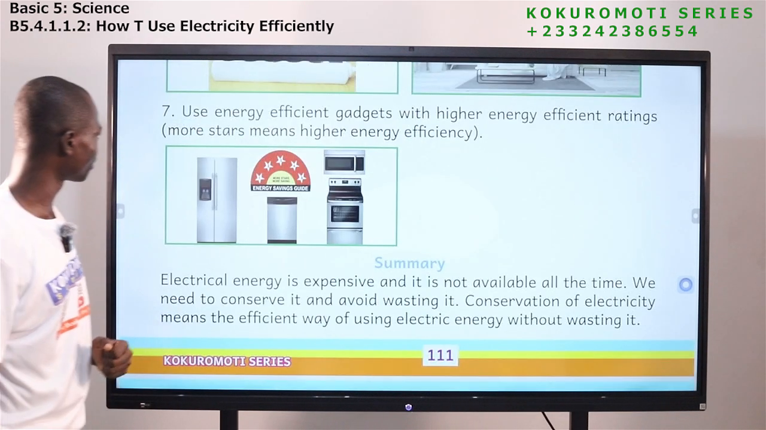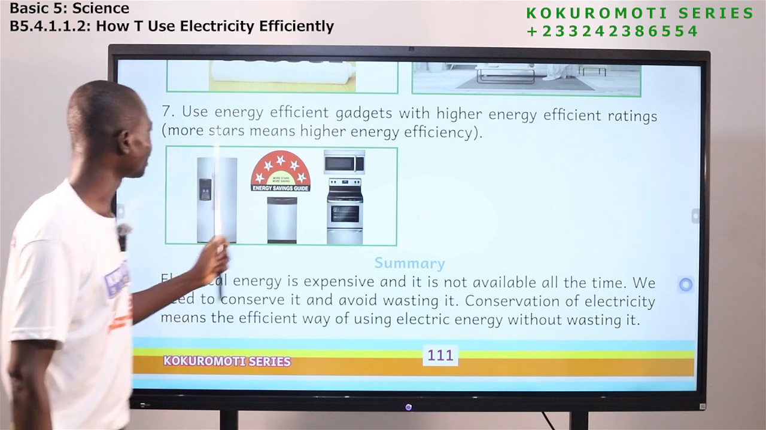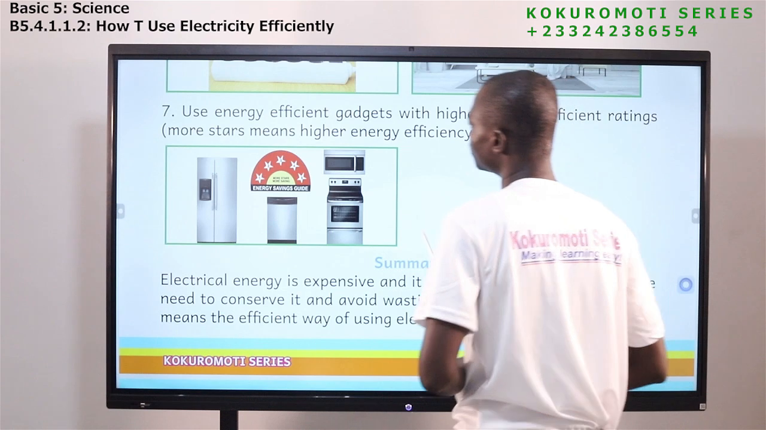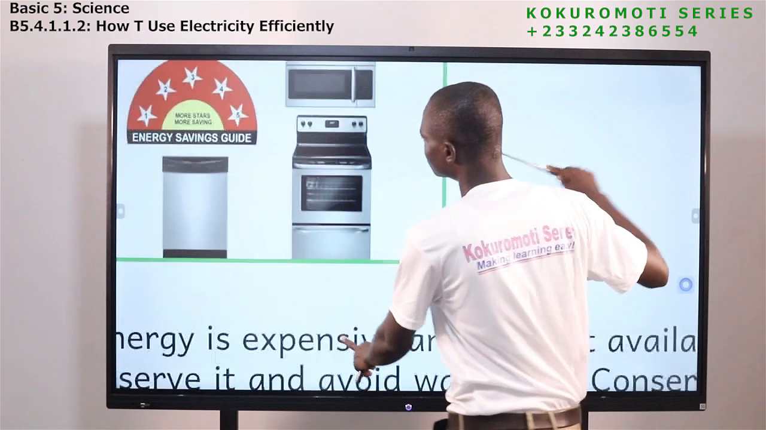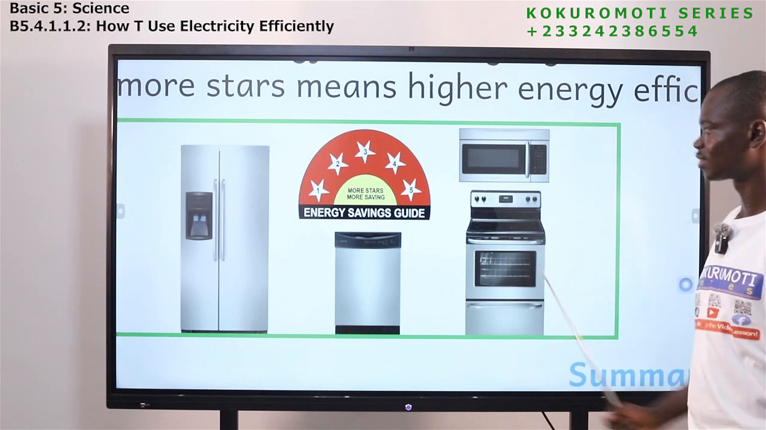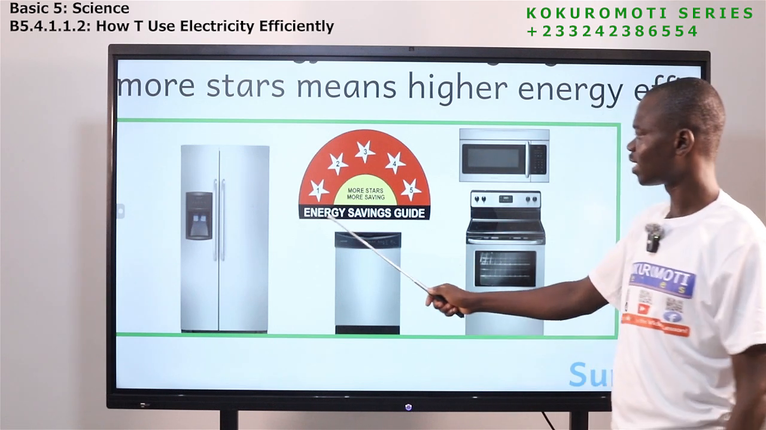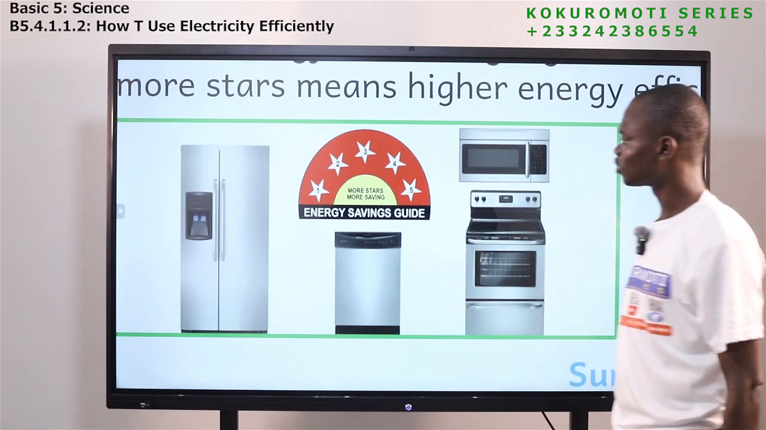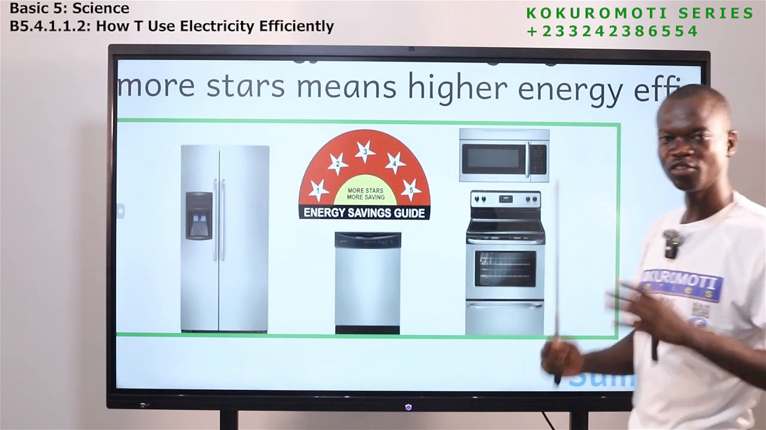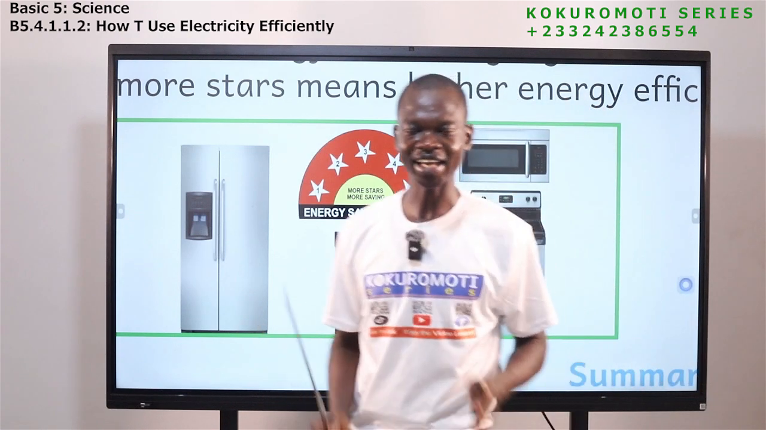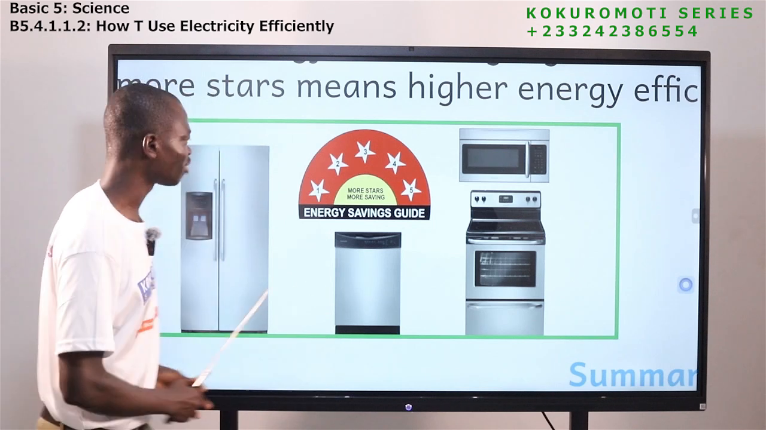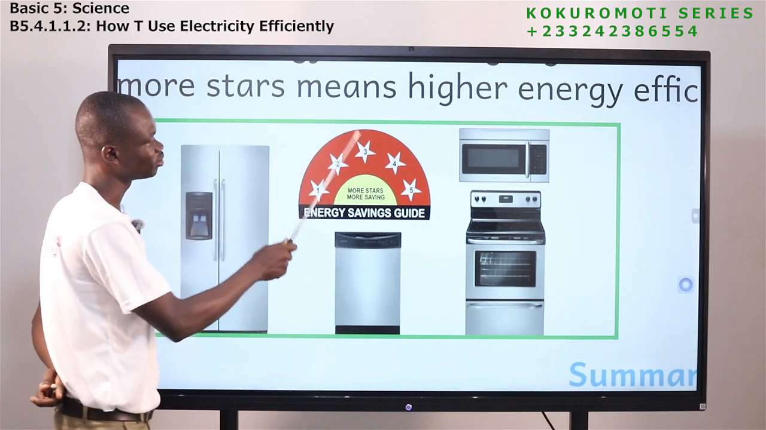The last one, which is number 7, use energy efficient gadgets with higher energy efficient rating. So now let me show you this. This one is important. Anytime you are buying electrical gadgets, look for this. This is energy saving guard. So this guard will let you know. Here we have more stars, more saving. So if you want to save more energy, buy gadgets that have more stars. So we have 5 stars. 1, 2, 3, 4, 5.